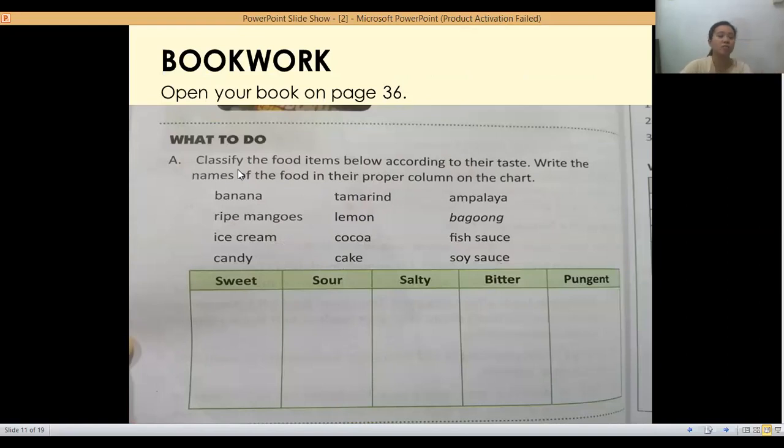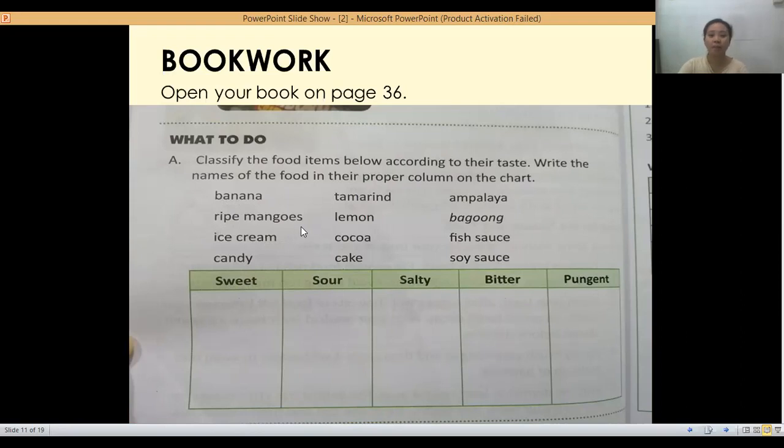Okay, I will read the instruction. Classify the food items below according to their taste. Write the names of the food in their proper column on the chart. So we have sweet, sour, salty, bitter, or pungent, or very strong taste. So number one, banana. It belongs where? Sweet, sour, salty, bitter, or pungent.